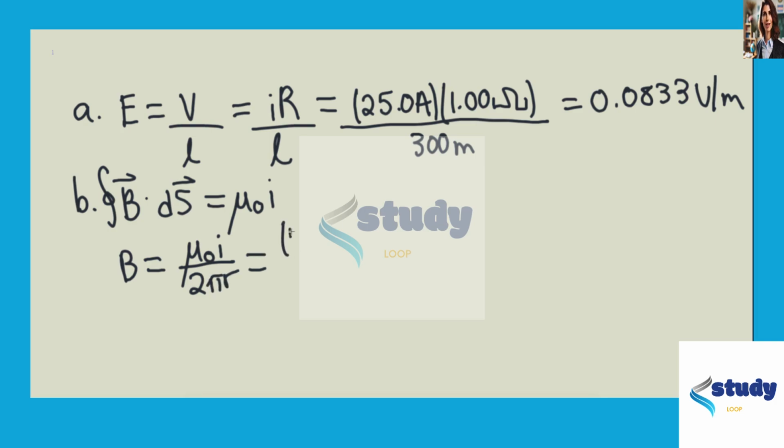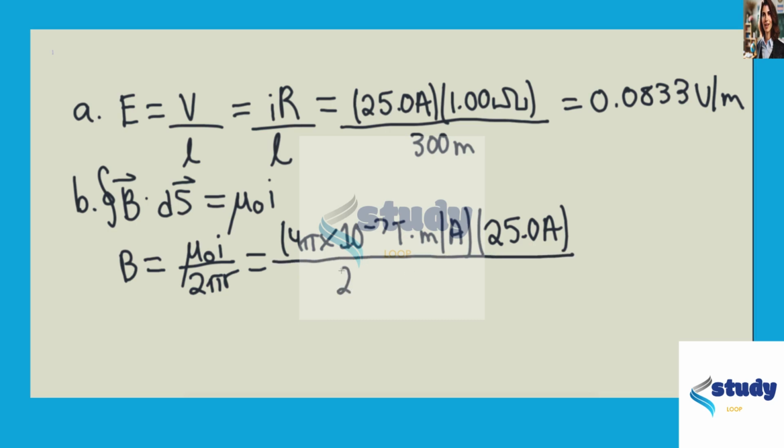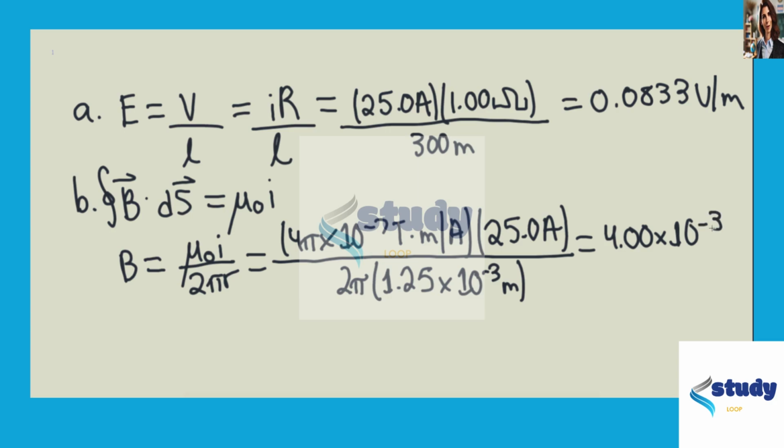This would be equal to 4 pi times 10 to the negative 7th Tesla meter per amp times, again, 25.0 amps divided by 2 pi times 1.25 times 10 to the negative 3rd meters, being the radius. This is equal to 4.00 times 10 to the negative 3rd, and the units would, of course, be Teslas.